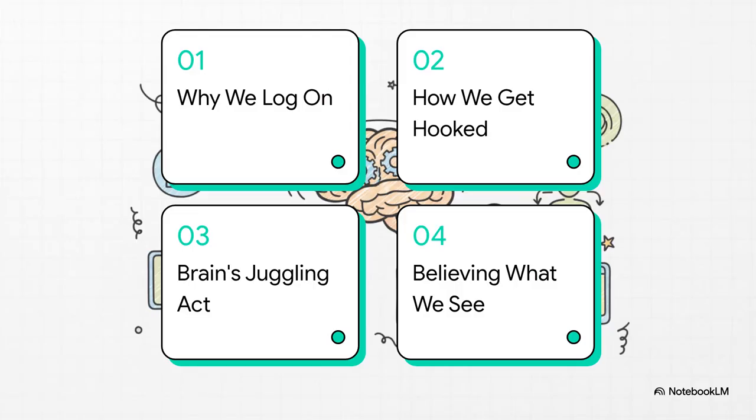So we're going to peel this whole topic back like an onion. We'll start with the big why, our core motivations for even being online, then we'll dig into how we get so hooked. After that, we'll look at your brain's juggling act. And finally, we'll get to the core, how we decide what to believe.